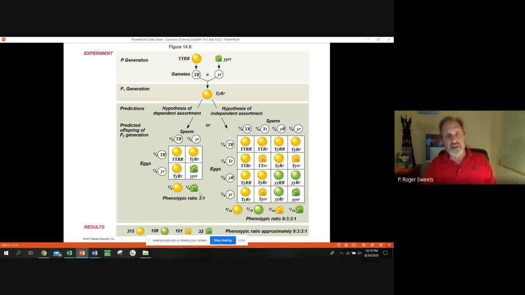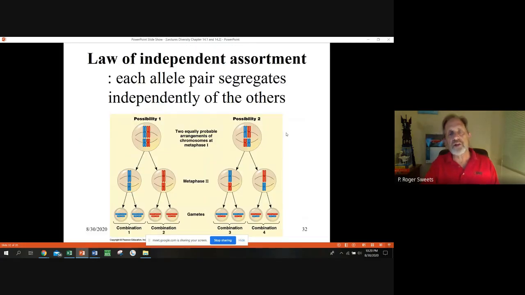But it came out in the expected ratio for the hypothesis of independent assortment, which was 9:3:3:1. That's the phenotypic ratio. And we can go underneath that to the genotypic ratio, and that comes out the way that would be expected as well. So that's the law of independent assortment, and this is a graph that probably Dr. Stemke showed you. Each allele pair segregates independently of the other.